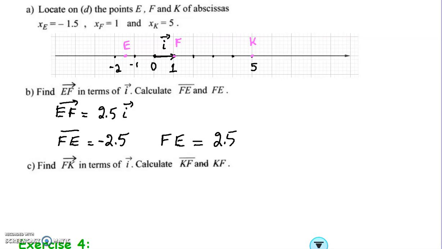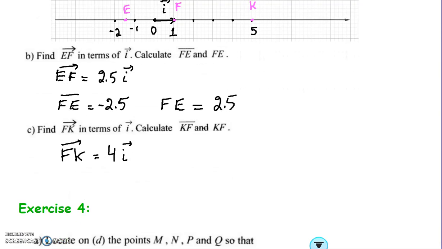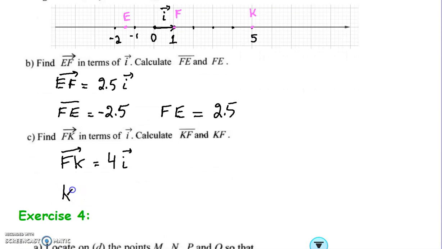Similarly, we want to find FK. So what's vector FK in terms of I? We count the units and determine whether it's a plus or a minus. To move from F to K, we move 1, 2, 3, 4 units. So it's 4I, not minus 4I, because vector FK and I vector have the same sense. Now, similarly, we find KF, algebraic measure. Notice KF has the opposite sense of I, so it's minus 4, and KF without algebraic measure is simply the distance, it has to be positive, so it's 4.